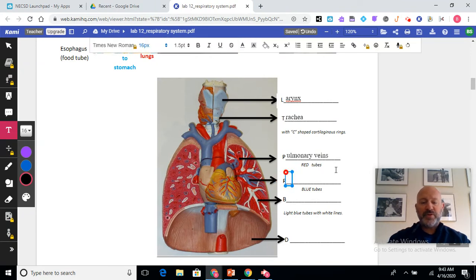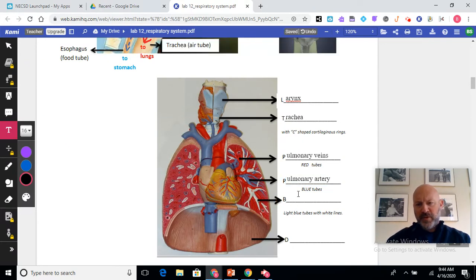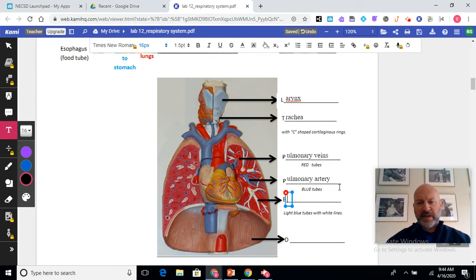And then the blue ones are bringing deoxygenated blood away from the heart. If blood is being moved away from the heart, it's being moved inside an artery. If we're going to the lungs, then for sure it's the pulmonary artery. Then these white tubes, they're the tubes of the actual lungs. These are the tubes that are bringing air into the lungs, and these are called bronchial tubes.